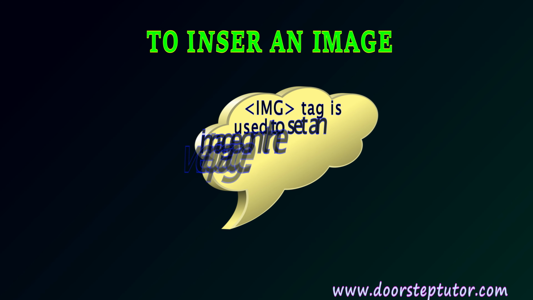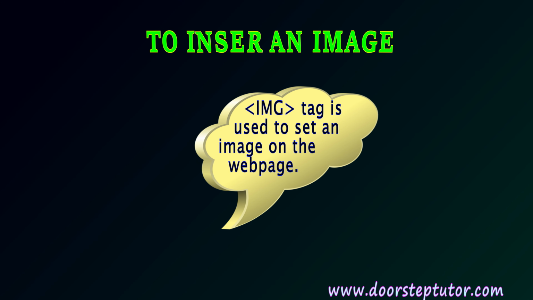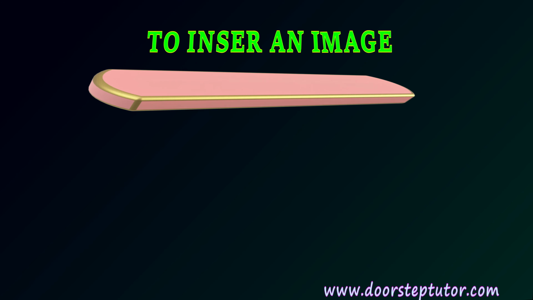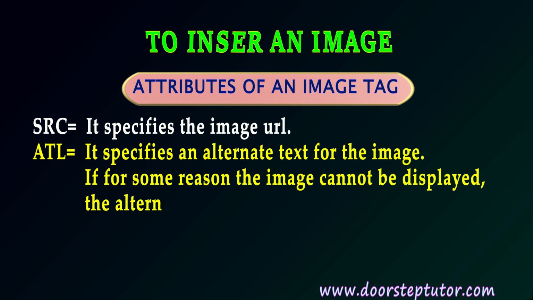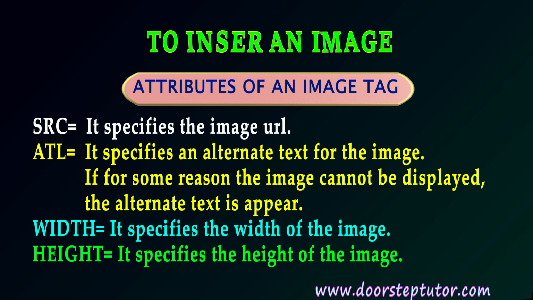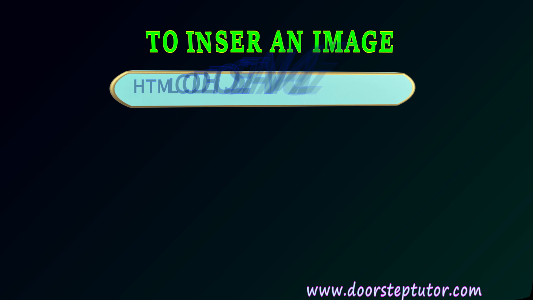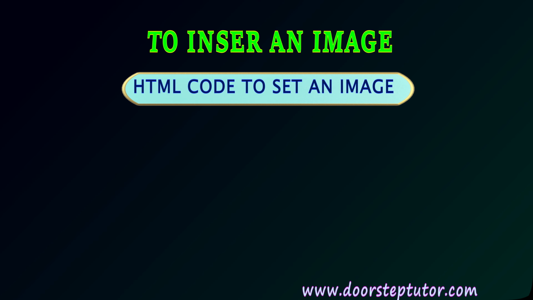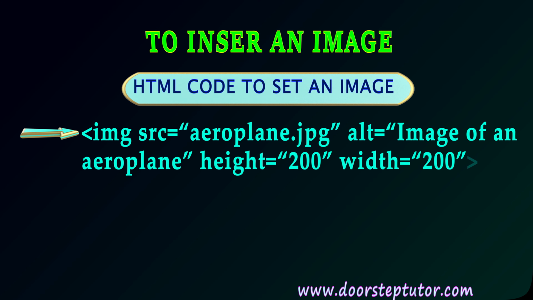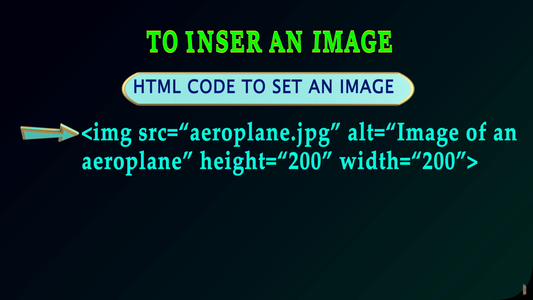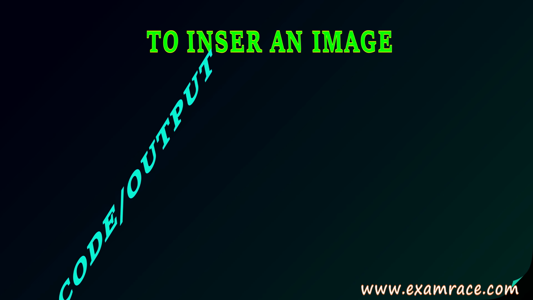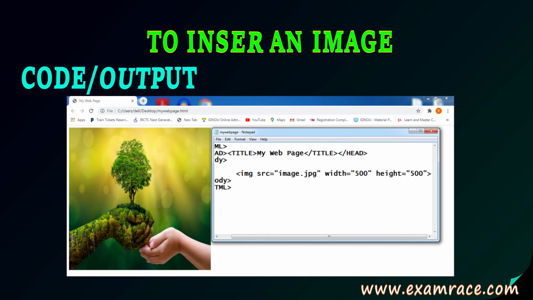How to insert an image. An image can be inserted with the help of the img tag. In the img tag, we need to specify the src, that is the source of the image. Then the alternate text also we can provide over here, but it must be in double quotes. Along with this we can specify other attributes also, like height and width. I have given 200, 200. So in the next slide we can check the output for this.